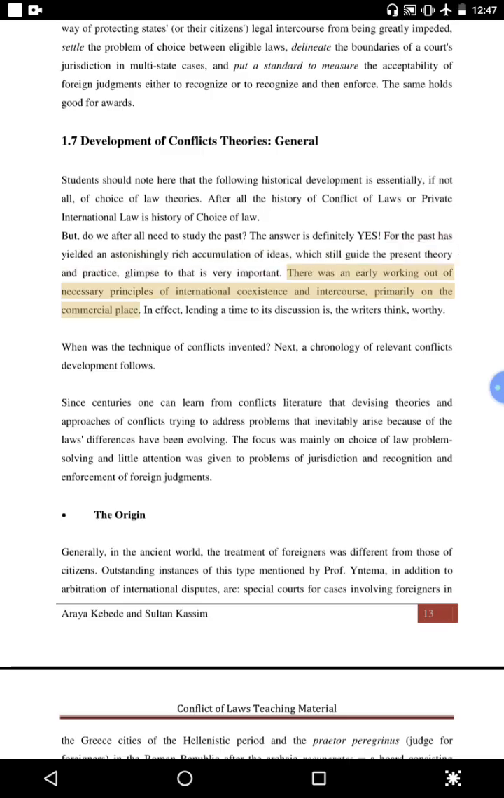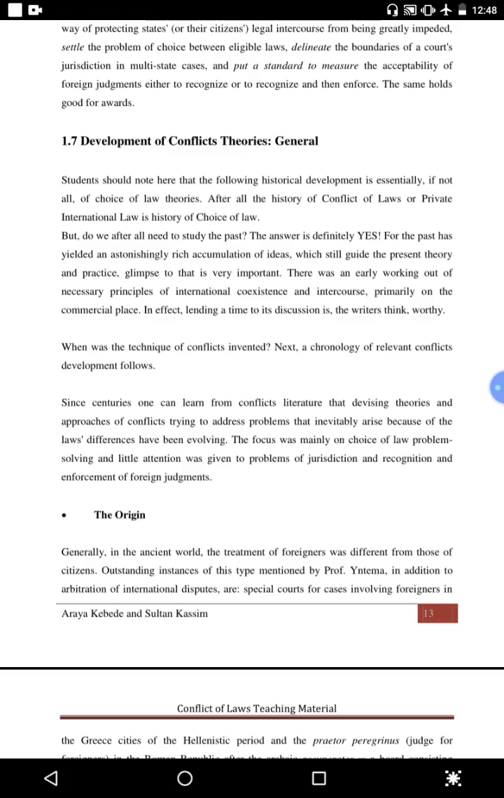A glimpse at that is very important. There was an early working out of necessary principles of international coexistence and intercourse, primarily on the commercial plane. In effect, lending time to its discussion is, the writers think, worthy. When was the technique of conflicts invented? Next, a chronology of relevant conflicts development follows. For centuries, one can learn from conflicts literature that theories and approaches trying to address problems that inevitably arise because of the laws' differences have been evolving. The focus was mainly on choice of law problem solving, and little attention was given to problems of jurisdiction and recognition and enforcement of foreign judgments.